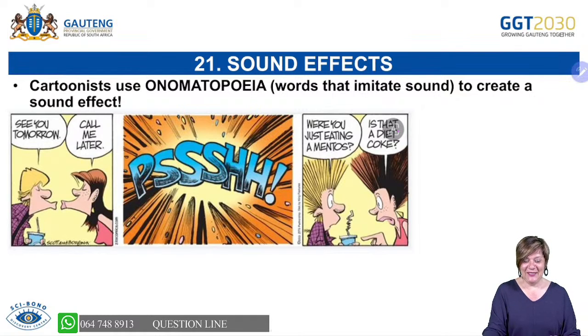So, Jeremy says, "Were you just eating a Mentos? Is that Diet Coke?" And obviously when Mentos and Diet Coke combine, then you have a very interesting sensation. But please don't try this at home. But the sound effect, psh, is the sound that one makes when Diet Coke and Mentos come together.